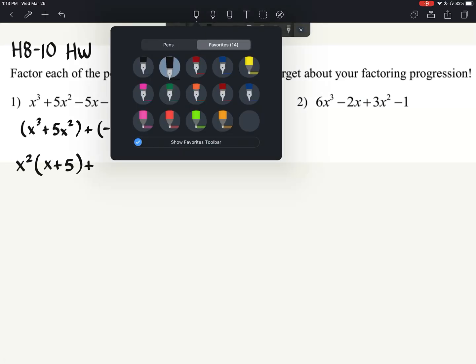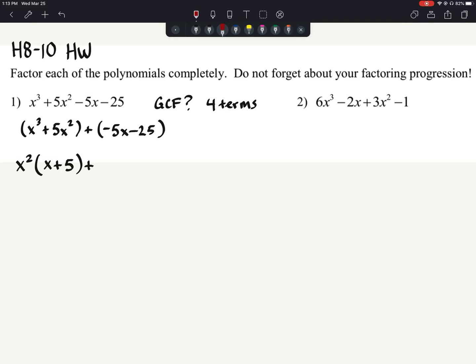I have some other colors available here. Since in this first group I have all positives, I want to end up with all positives in my second grouping here. So I'm going to factor out a negative 5. When I do that, negative 5x divided by a negative 5 would be a positive x, and then negative 25 divided by negative 5 is going to be a positive 5.